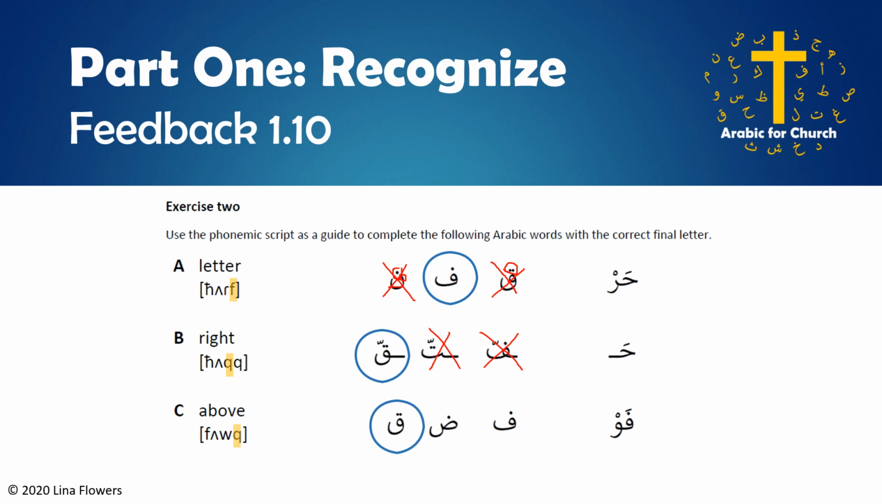Now let's look at C. Above in Arabic is فوق. We're looking for an isolated qaf. This can't be it. We need 2 dots. And we know this is a dad, so I don't know what it's doing here. So that's our qaf. This is the qaf we go for.